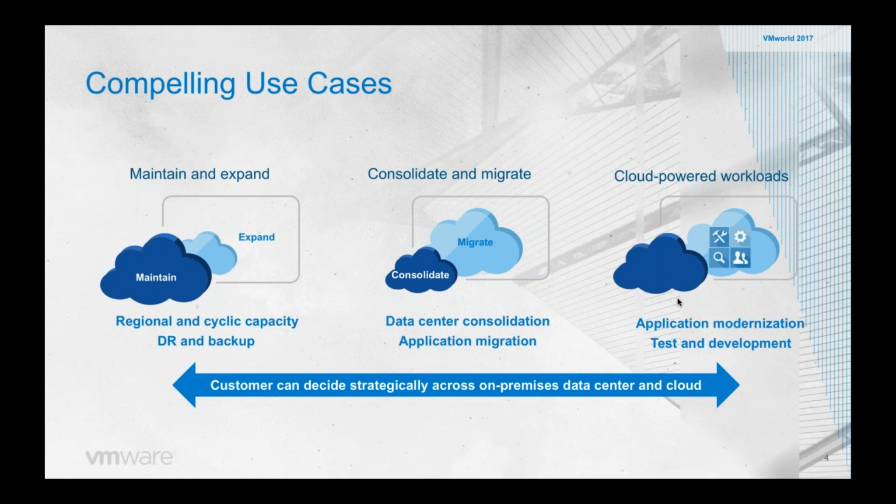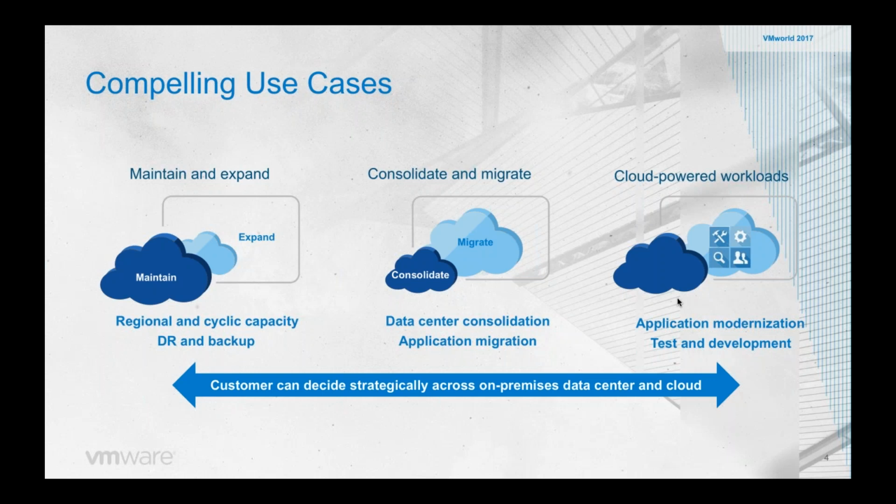The last use case is cloud-powered workloads, meaning development and testing environments. Cloud is one of the best options for development and testing because developers and testers can control their environment. They don't need to rely on other teams. In VMware Cloud on AWS, developers and testers can provision as many environments as they need, do the testing in the cloud, and then move their workloads back on-prem for production. So those are the three key use cases.